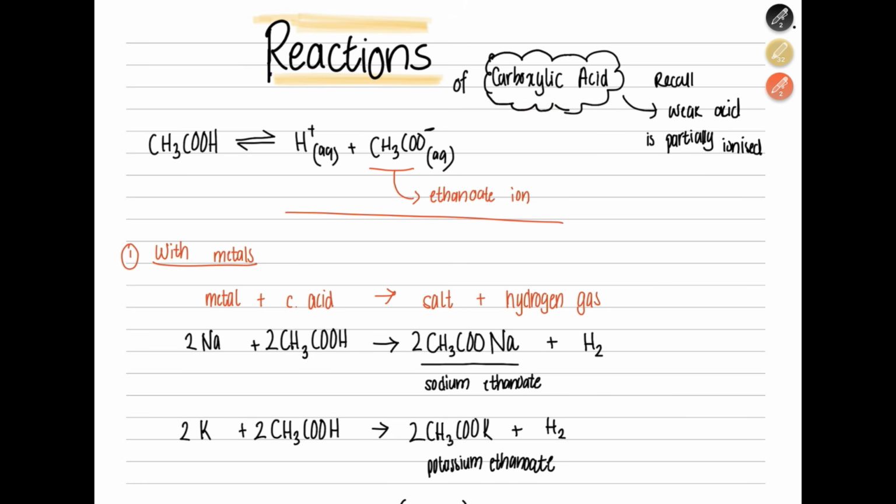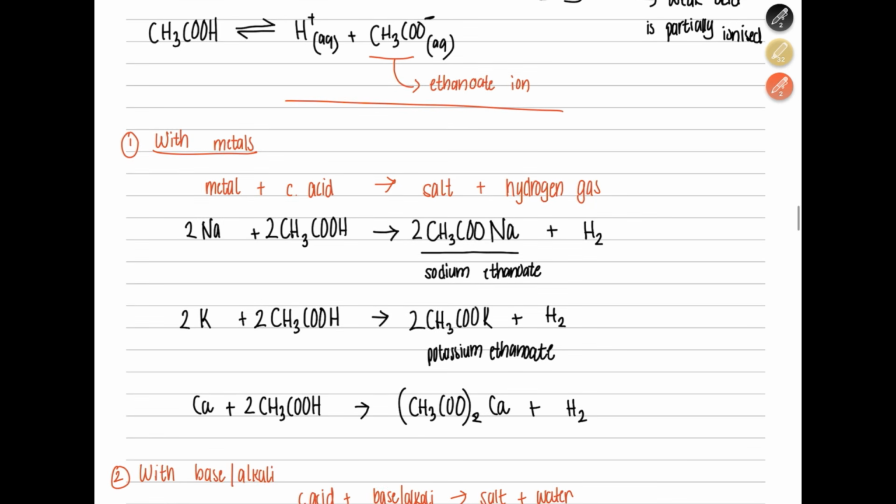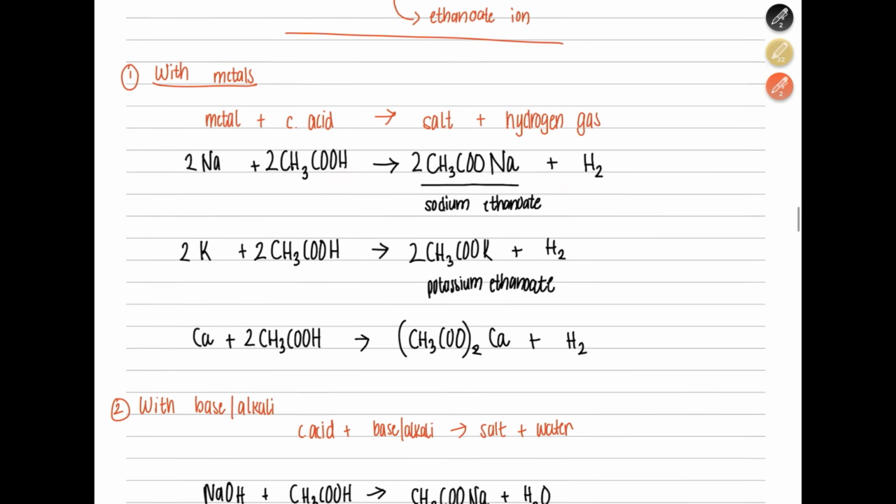Now some reactions of carboxylic acid. Carboxylic acid is a weak acid because it's partially ionized. If you look at this, it's a reversible reaction. You get H plus ions and then you get ethanoate ions. Okay, it's not completely ionized. If carboxylic acid reacts with metal, you get a salt because this hydrogen is removed and sodium attaches here. So you can get sodium ethanoate, and then the hydrogen that is removed is going to form hydrogen gas.